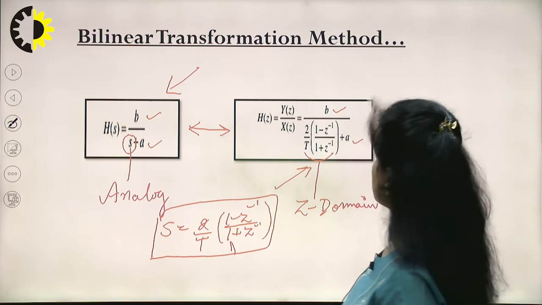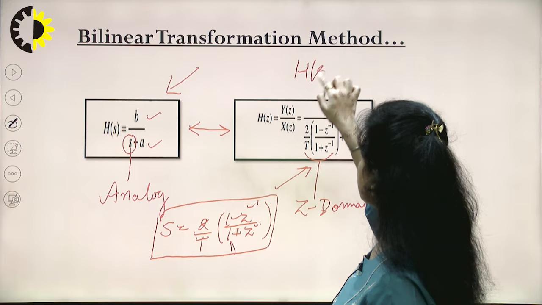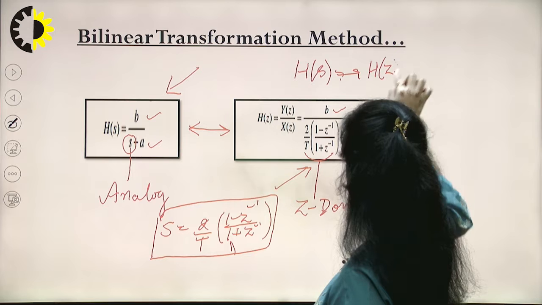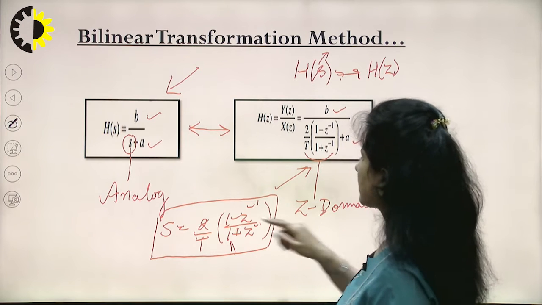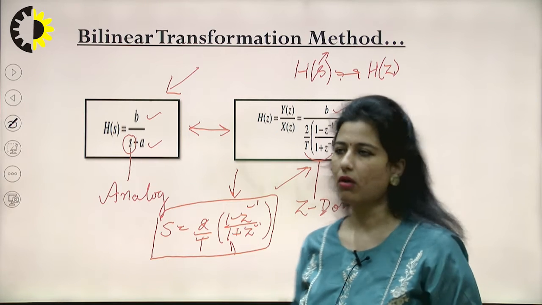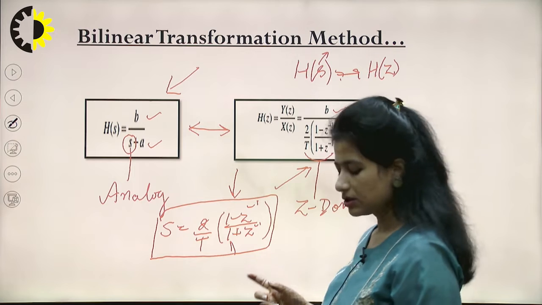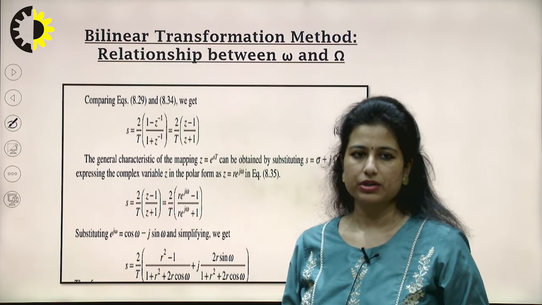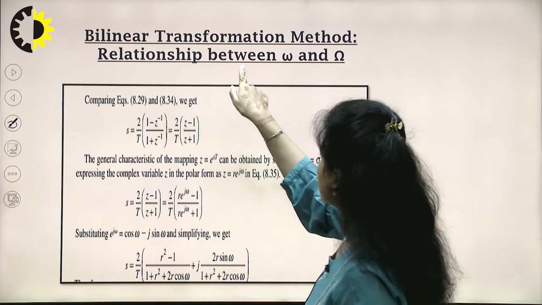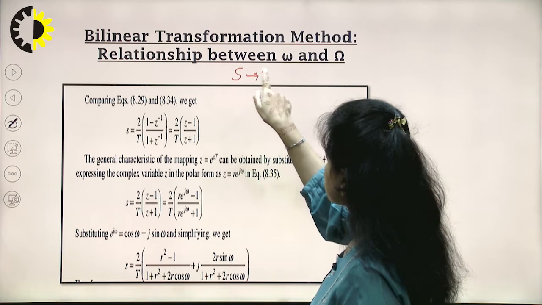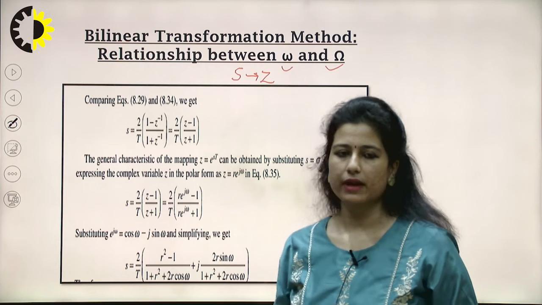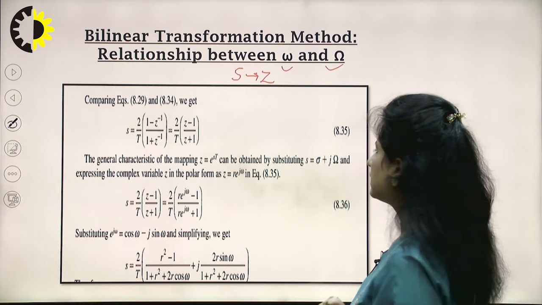So whenever I need to convert my analog function H(s) into the function H(z), I need to resubstitute this variable s in my transfer function with this value, and I would directly jump into the z domain, or I would be able to create a digital IIR filter transfer function from the analog transfer function. So once we have found the relationship between s and z, the next step is finding the relationship between two frequencies, the frequency of the analog function and the frequency of the digital function.